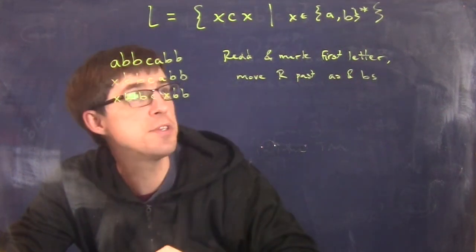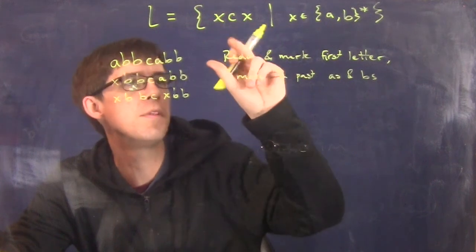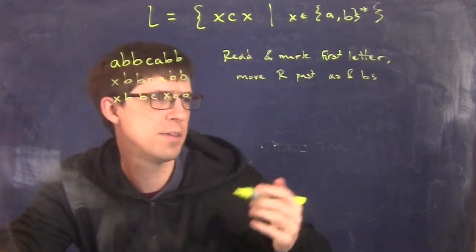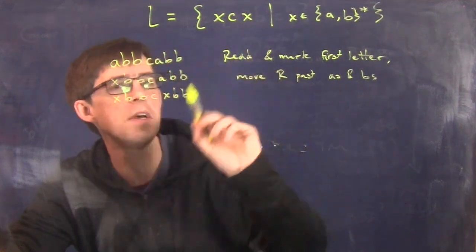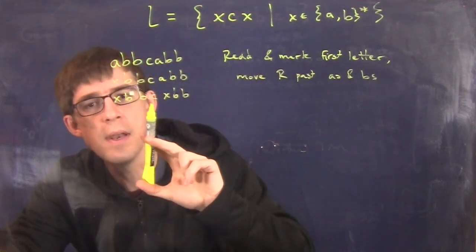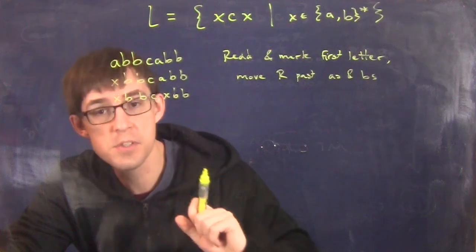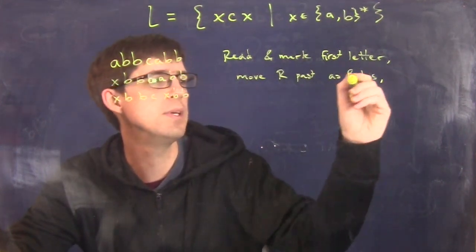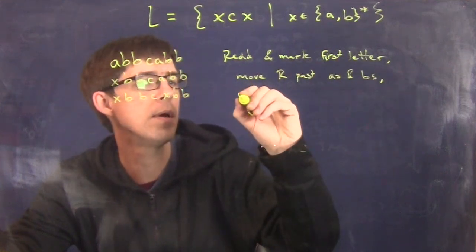The C actually helps you in this language. You know, the C is not necessarily in. Why did I put the C there? Well, that's just how the example is. But actually, the C is helpful because the C is like your signal that once you pass the C, then you're going to start to look for things to mark. So move to the right past A's and B's.